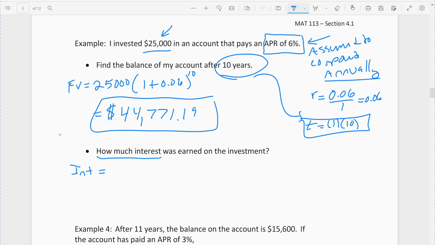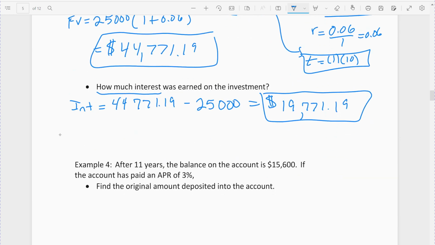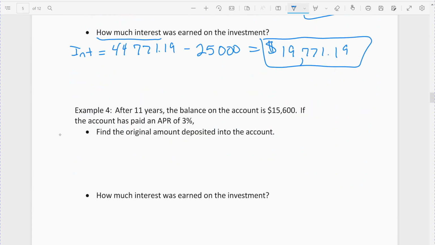So to figure it out, you find the difference between what you put in and what you get out at the end. So you take the future value, $44,771.19, subtract away how much you invested. Everything else was the interest earned. It's quite a bit, because 10 years is a long time. You earned a little over $19,000 in interest. Again, you had to wait for 10 years, but because you waited, you got to earn quite a large chunk of change, so to speak.